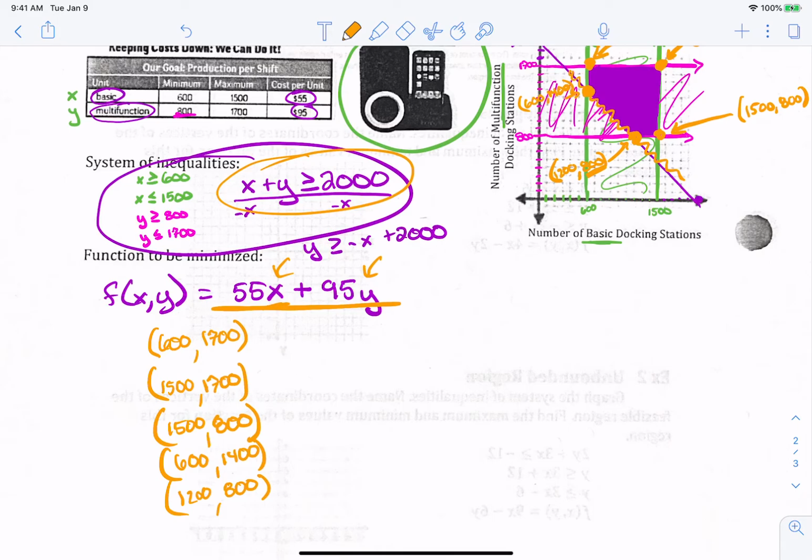What are we doing? Okay, we plug them in. You're plugging in X and Y for those guys. So this is your X, this is your Y. Whichever one you have decided, you have the third one. Plug them in and tell me what you get. So take 55 times whatever your X is, plus 95 times whatever your Y is, and you tell me what you get.